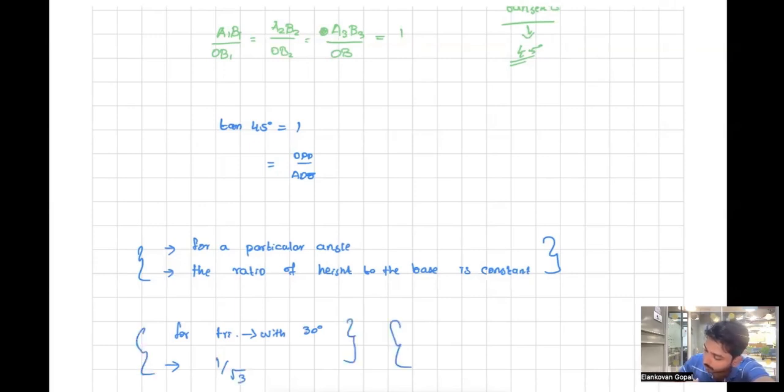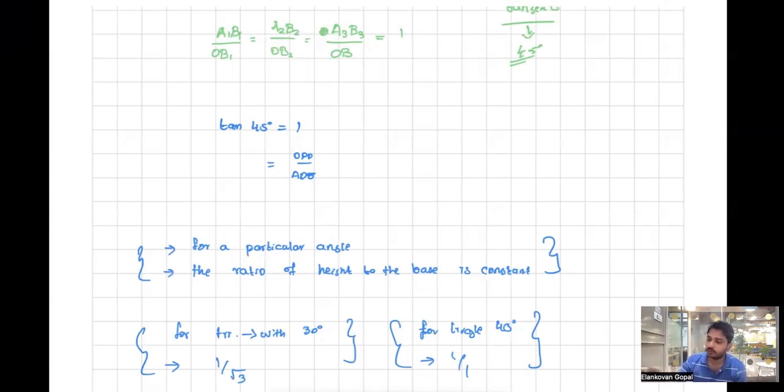The other observation is that for a triangle with 45 degrees, the ratio of height to base came to be 1 by 1, so we are referring to it as simply 1. This is a very, very interesting observation. It doesn't matter if you study a small triangle or a large triangle. Provided these two triangles are similar, the ratio of height to base will be constant.